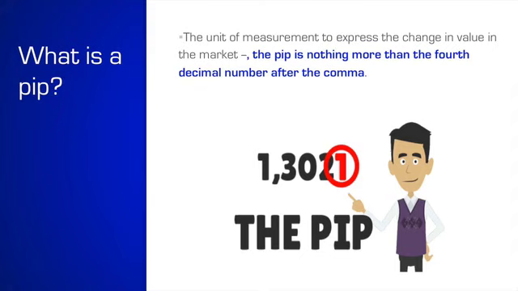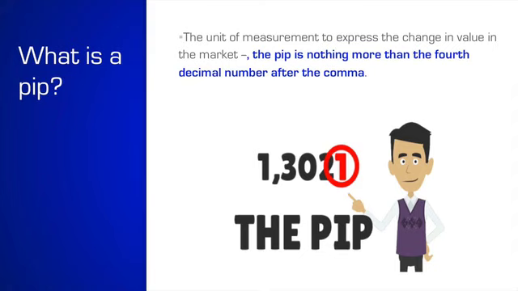So what is a pip? A pip is nothing more than a unit of measurement that expresses the change in the value of the market. In other words, in the same way that you express time in minutes or in days or in hours, we're expressing the change in the market in pips. If it goes up, it went up a certain amount of pips. If it goes down, it goes down a certain number of pips. It is nothing more than the fourth decimal number after the period.